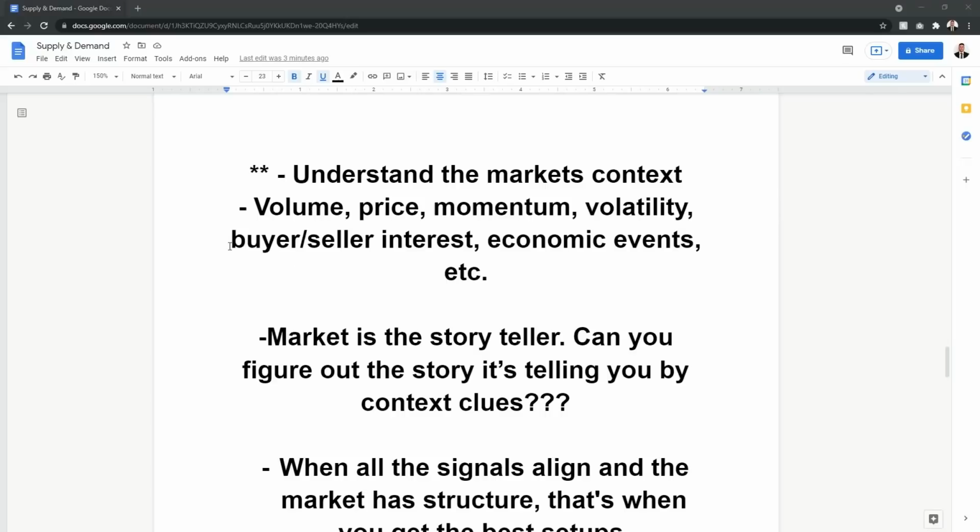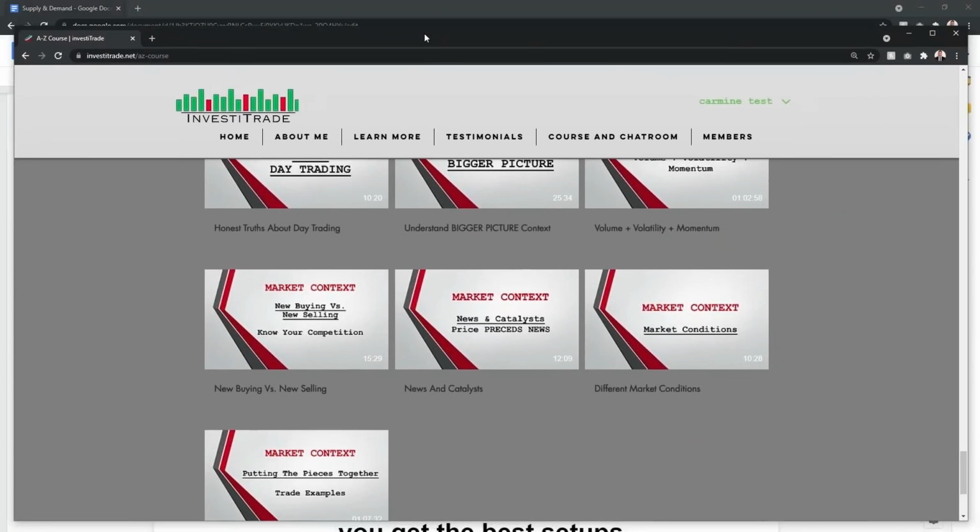We also need to be able to understand the buyer's interest, the seller's interest, who's getting rewarded, who's winning the fight between the two participants, and we also need to know economic events that are definitely going to affect the market.